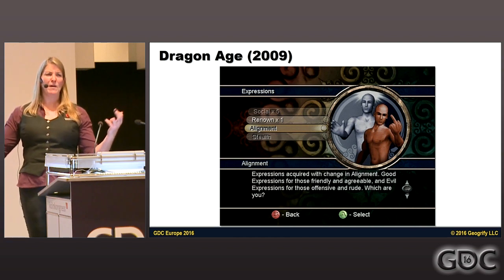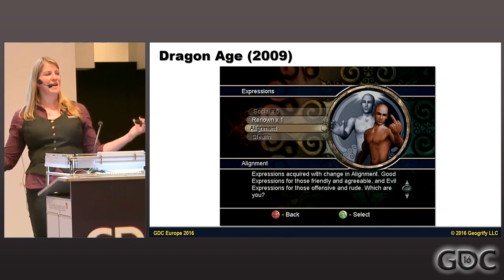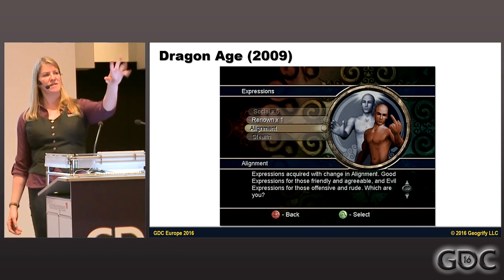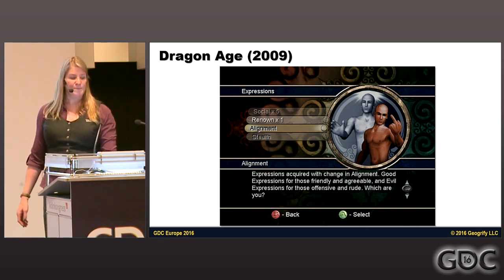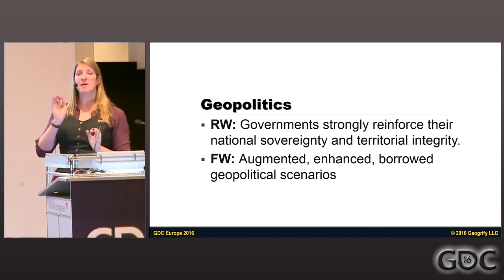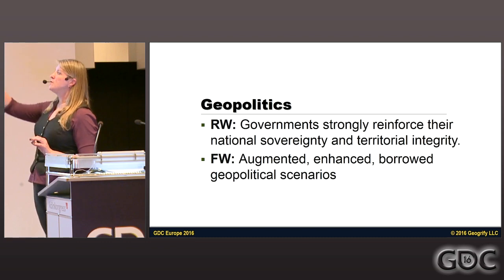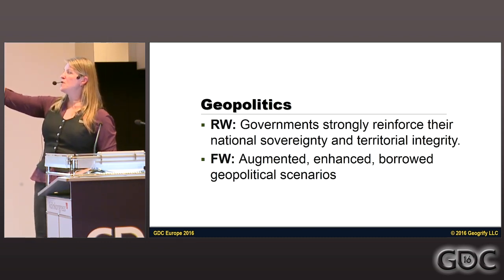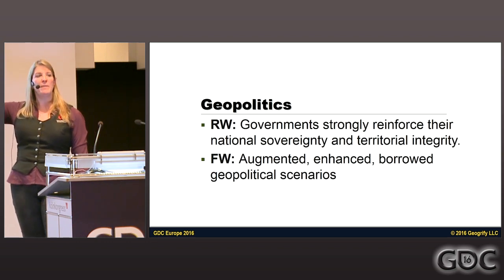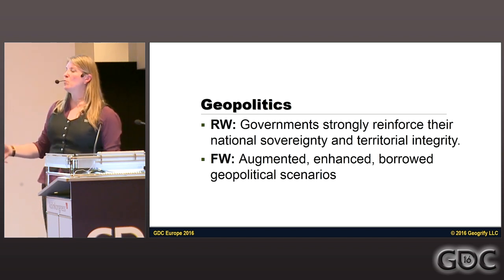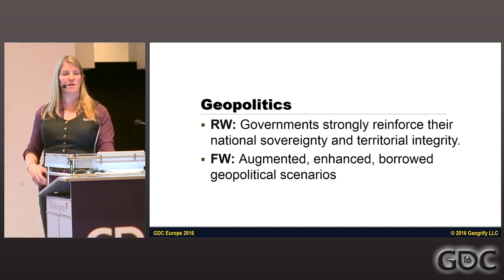So, okay, well, would they do that in Dragon Age's world? I don't know. Why wouldn't they do this instead? Or this, or this, or this? They're all valid. And then of course, geopolitics is another area you have to be very careful about, especially if you're using maps in your game or you're dealing with territories and all that kind of stuff. And in the fictional world, if you're augmenting an existing geopolitical scenario or you're enhancing it in some way, you've got to be so careful with this because there are some governments that watch this very carefully.